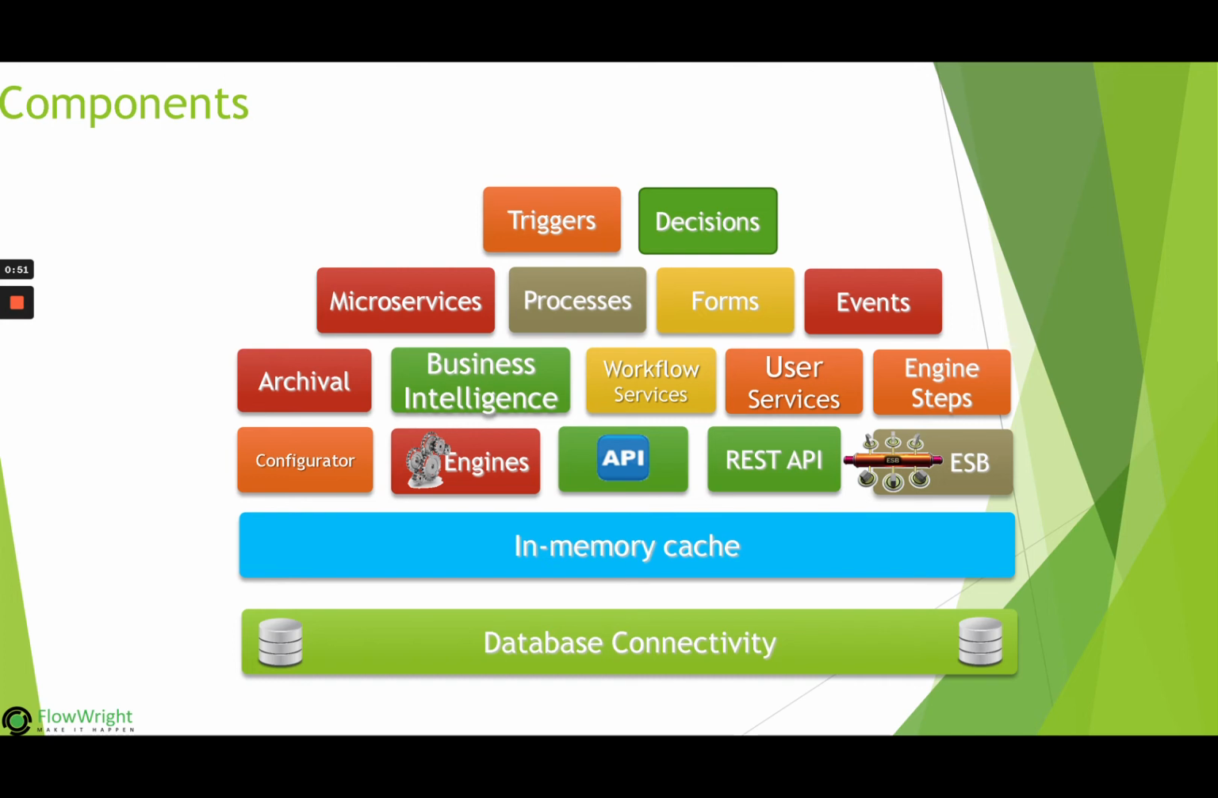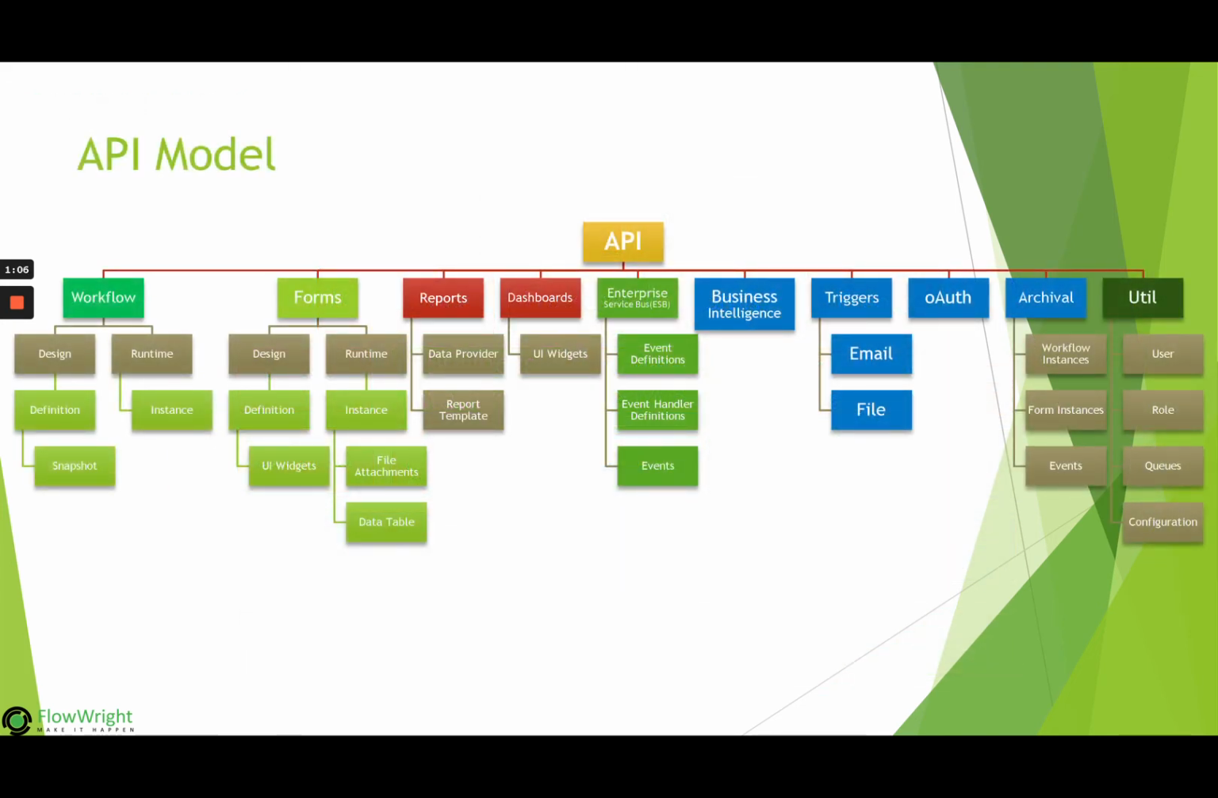And then we have all these other configuration UI, engines, APIs, REST API, Enterprise Service Bus, all these components built on top of it. So if you look at these components and our API is built into separate high-level components. And in this case, you can see we have the workflow component, forms component, reporting, dashboards, enterprise service bus, business intelligence, triggers, authentication, archival, and utility.